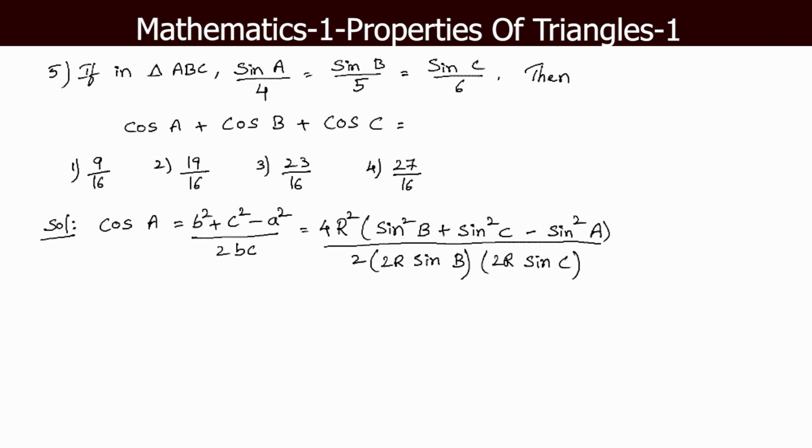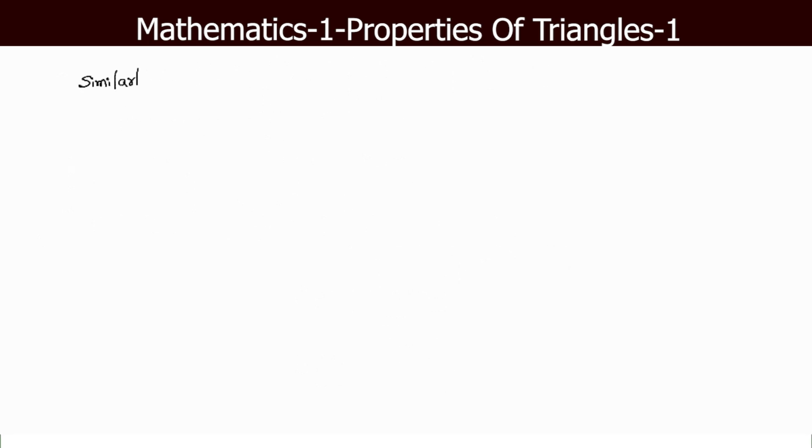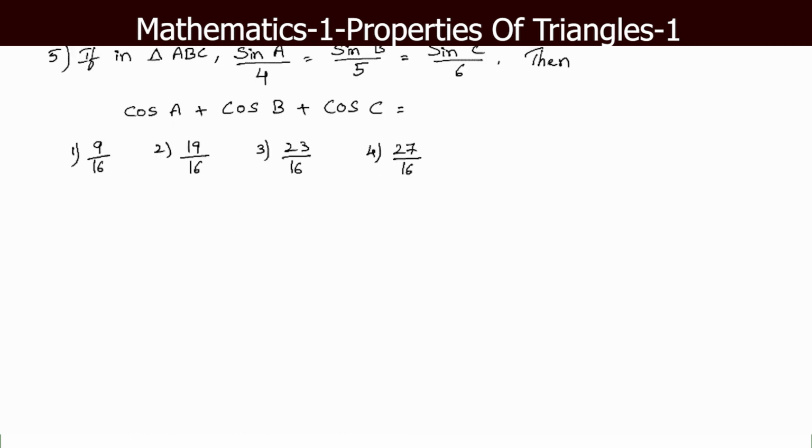So if you substitute those values, you will get half of 25 plus 36 minus 16 by 5 into 6, which is half of 45 by 30, which is nothing but 3 by 4. So that is cos A is 3 by 4. Similarly, cos B is 9 by 16 and cos C is 1 by 8. So cos A plus cos B plus cos C is equal to 23 by 16, which is the correct option, option number 3.